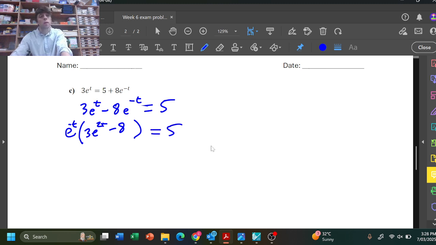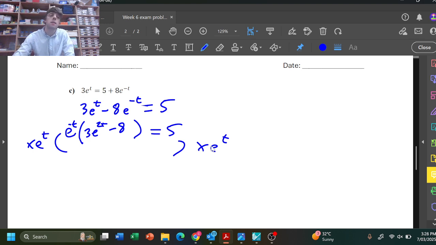Now, what do we do next? Well, we can see over here we have this e to the power of negative t. What we could do is multiply both sides by e to the power of positive t. Now, why am I doing that? Well, if we multiply by e to the power of positive t, we're going to get e to the power of t minus t. So when we're multiplying two numbers with the same base, we add the powers. So that'll become 1 over here. And then we're going to end up with 3e to the power of 2t minus 8 is equal to 5e to the power of t.